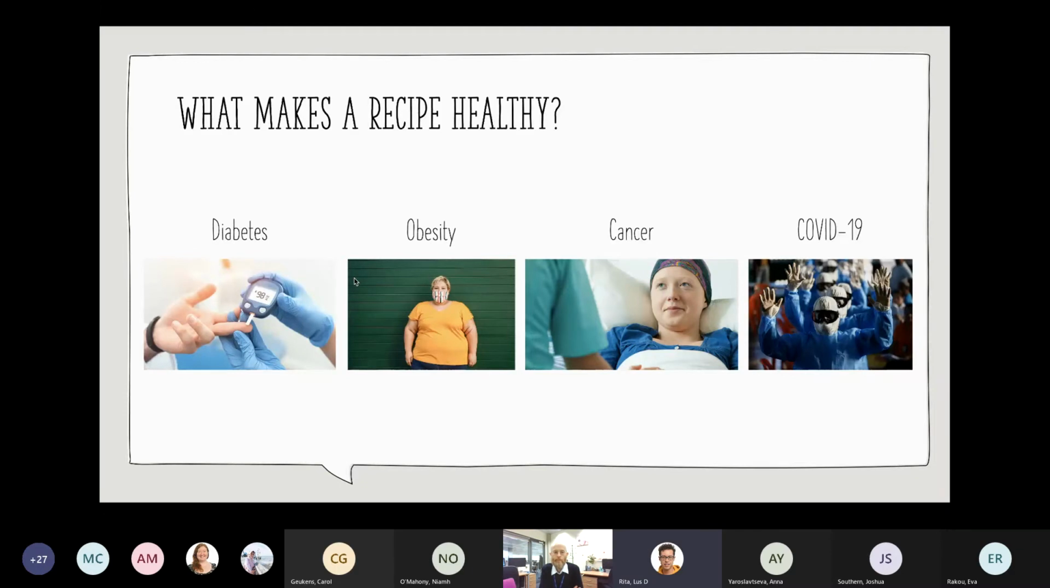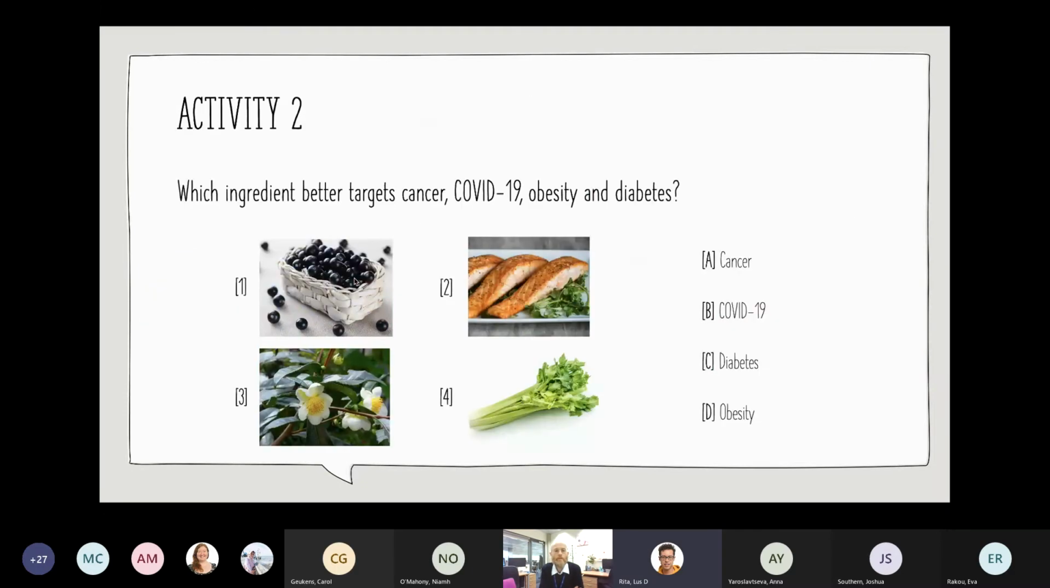And my first activity, this will be very short. My first activity was mostly at recipe level. This one, I wanted to be more at ingredient level, because as you saw, the topic of my presentation was ingredient and recipe recommendation. So from these 4 ingredients, I just want you to guess which one, based on what I said, you believe can be the best target for each one of the 4 diseases. Can you describe them, Luis?